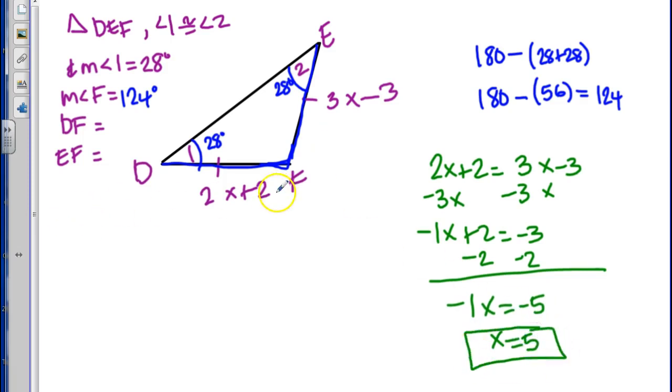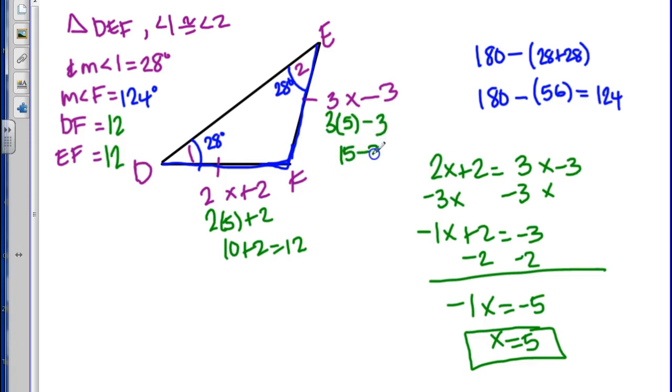All right. So that doesn't give me the side length though. When x is 5, 2 times 5 plus 2, 10 plus 2 is 12. So DF is 12, which means EF had better be 12. Let's do a quick double check. 3 times 5 is 15, minus 3 is also 12. So that does check. Sides are 12, angle is 124 degrees. Awesome. All right, let's try another example.